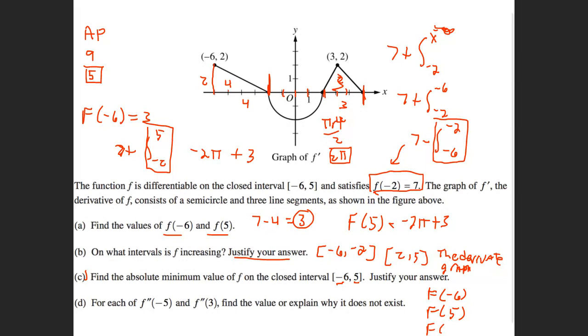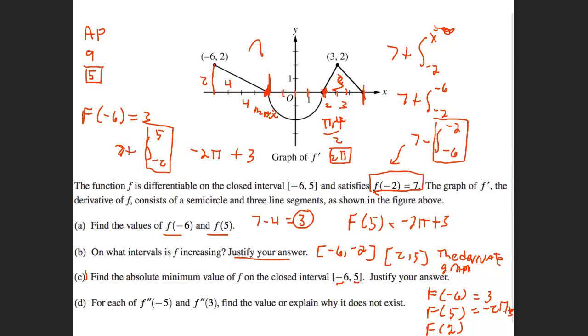So this is increasing, then decreasing, increasing, decreasing. This is a maximum value, so I don't even have to check that out. This point crosses again. So at 2, I have to check this out because it's decreasing, then increasing. That's a minimum value. So I have to check out f of 2. Well, I know what f of negative 6 is. It's equal to 3. I know what f of 5 is. It equals negative 2 pi plus 3. We already figured that out up here. The only thing I really have to figure out is what is f of 2?